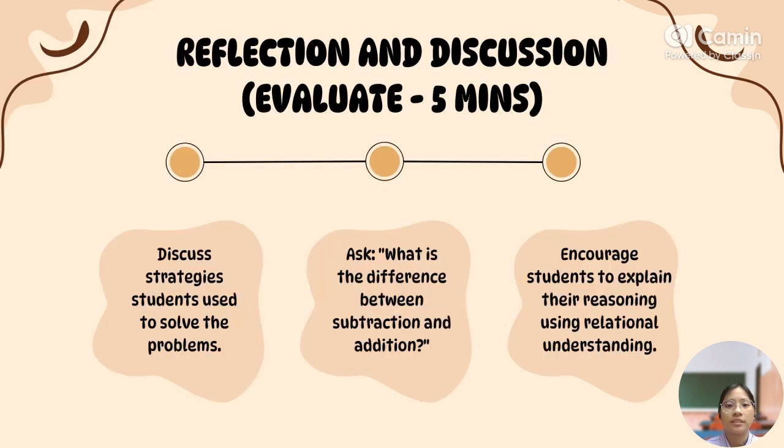Reflection and discussion, which involves evaluation, in 5 minutes. Discuss the strategies students use to solve the problems. We can ask students to share how they approach solving the mystery number problem and highlight different strategies such as using inverse operations, drawing a number line, or mental maps. It can help to encourage students to compare and contrast the different methods.